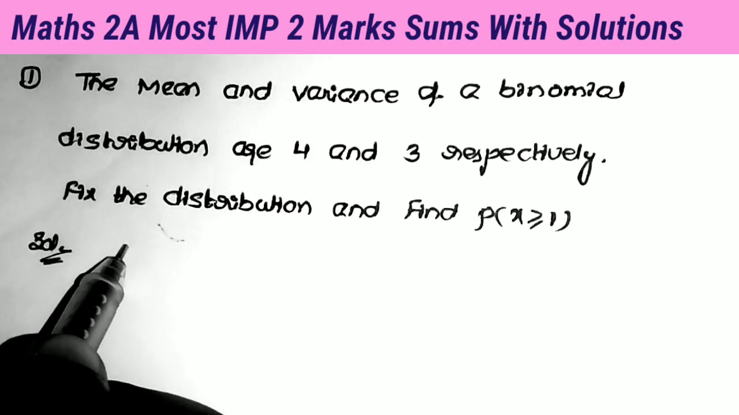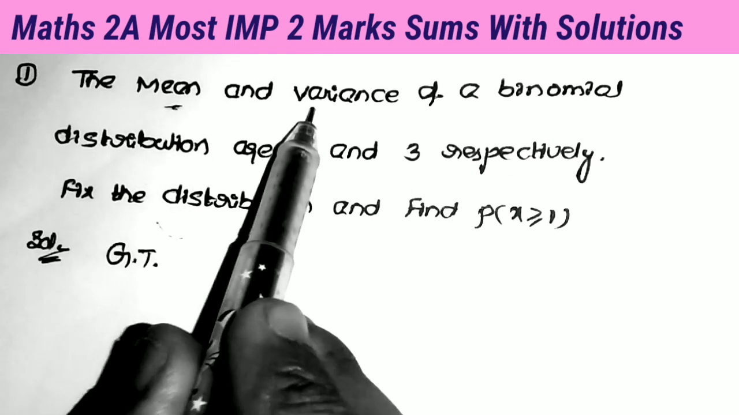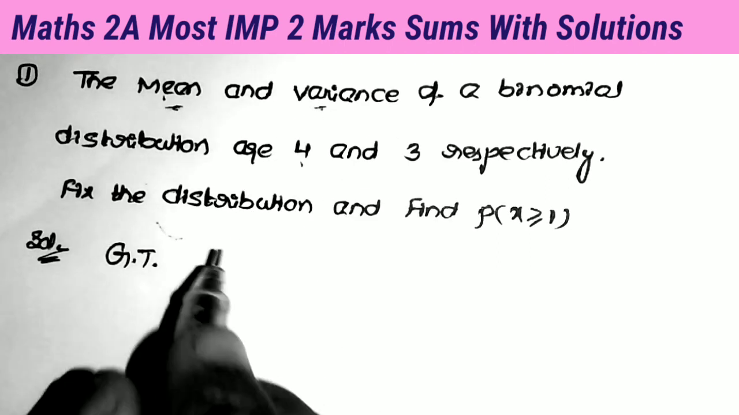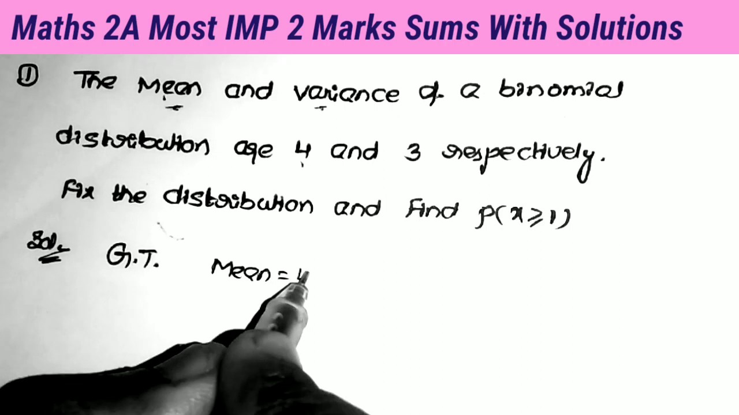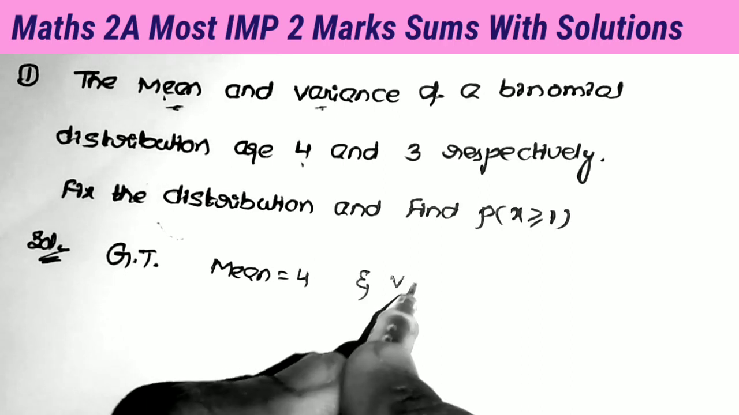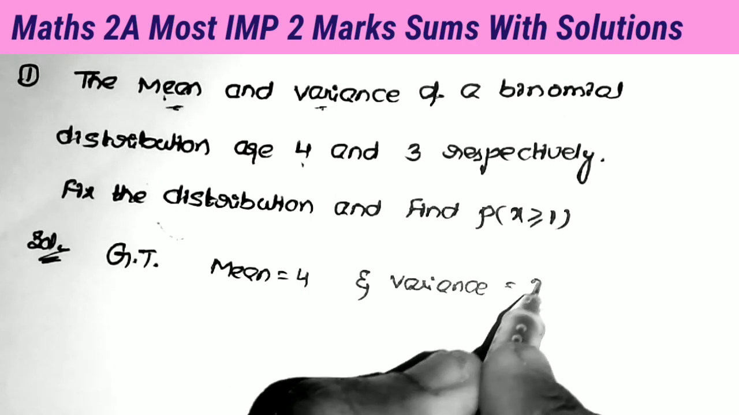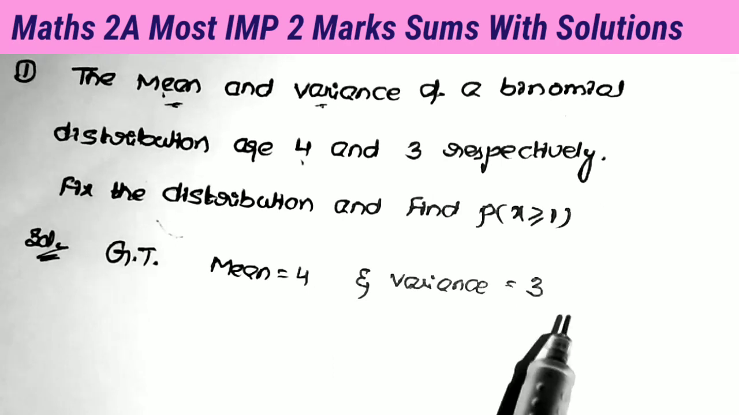First I write the given data here. What are given? Mean value and variance value. Mean is equal to 4, variance is equal to 3. So these are the given values. What we want: the distribution and P of x greater than or equal to 1.